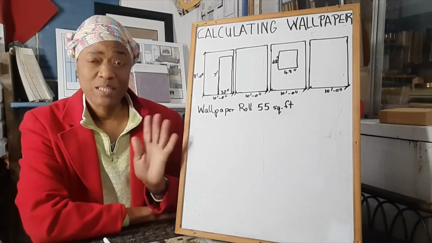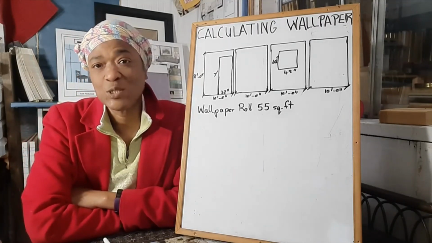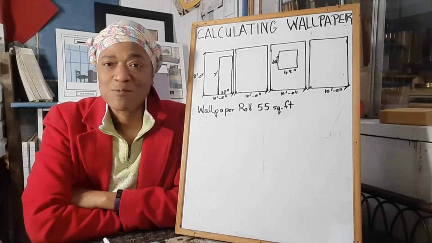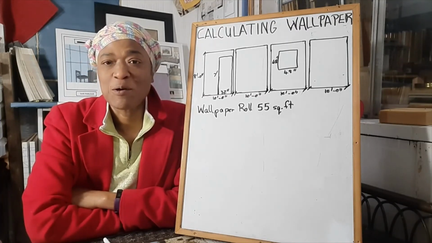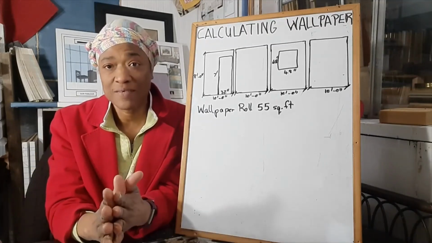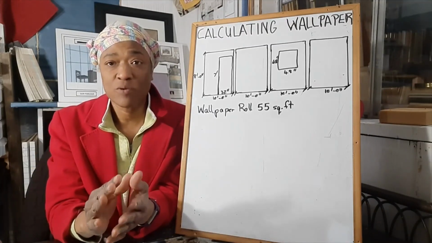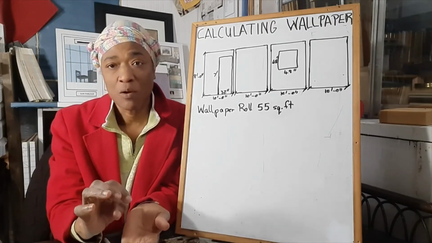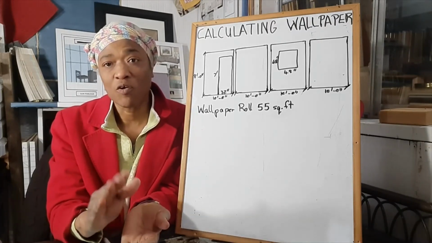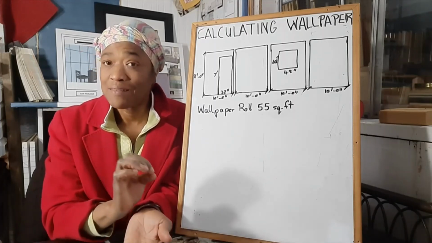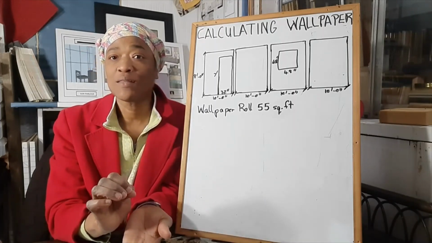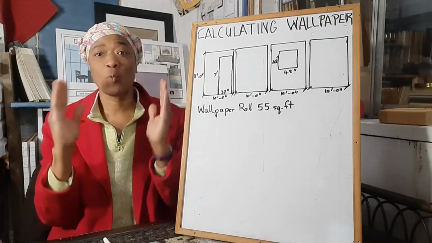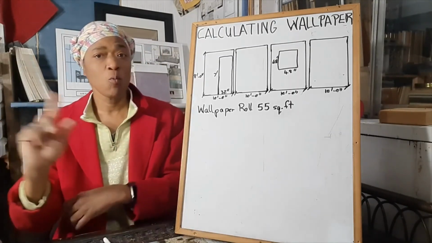What I want to do in this lesson today is teach you an alternate way to calculate wallpaper for your walls. In the previous lesson, we did the strip method. So what we did was calculate how many strips we would need to cover our room. In this method, I will be doing the square footage. Okay, so we'll find out the square footage of all the walls.